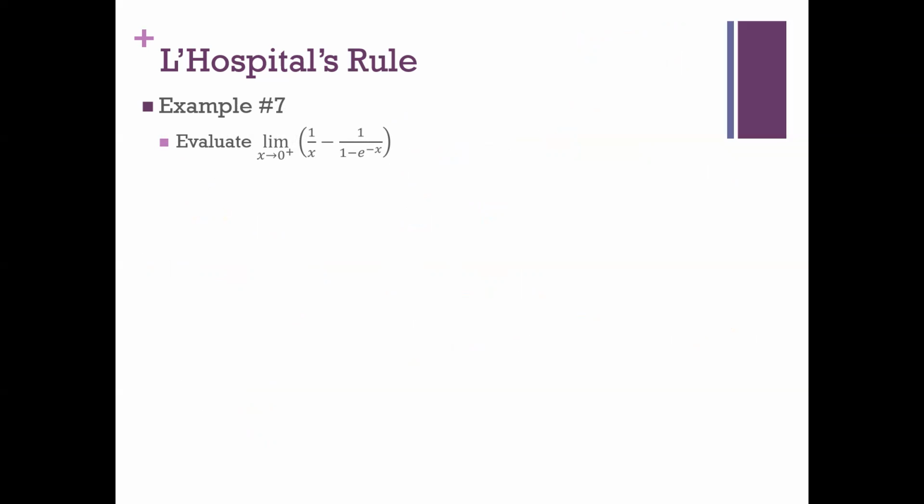Is this something we can use with L'Hopital's rule? We don't really have a function divided by another function, right? It's hard to say what those things are without doing some work. So let's look at it this way. What happens to 1 over x as x goes to 0 from the right?